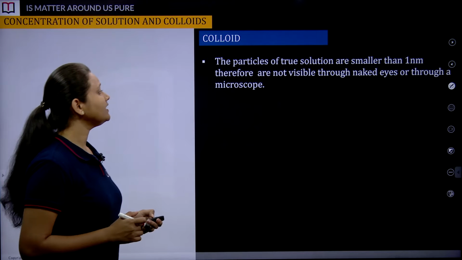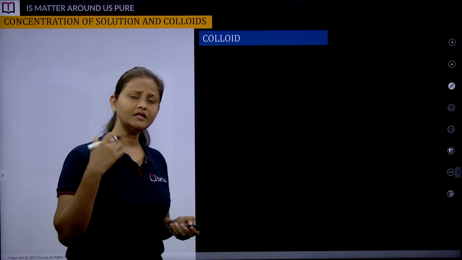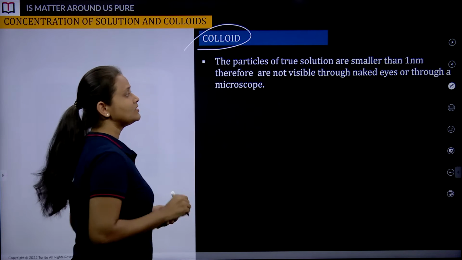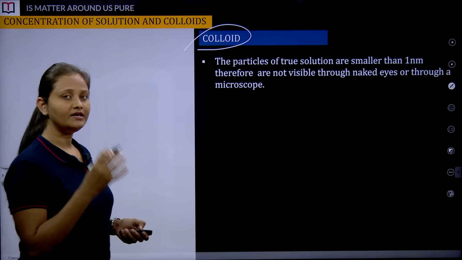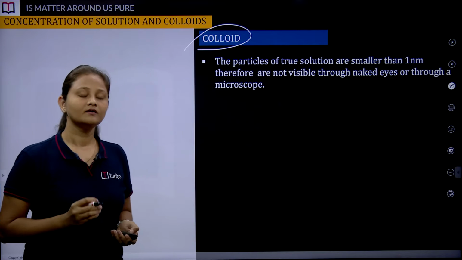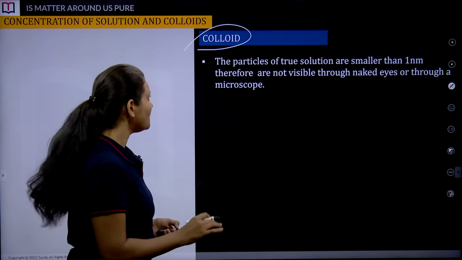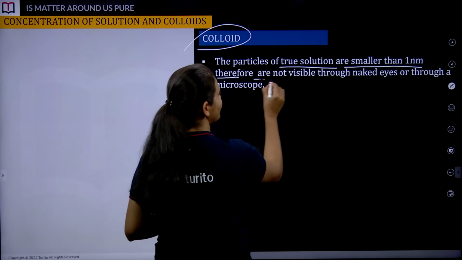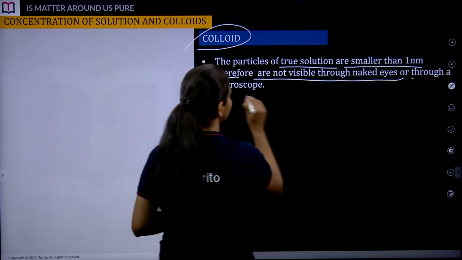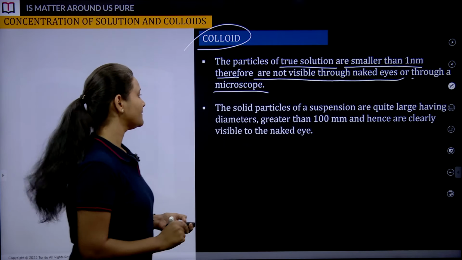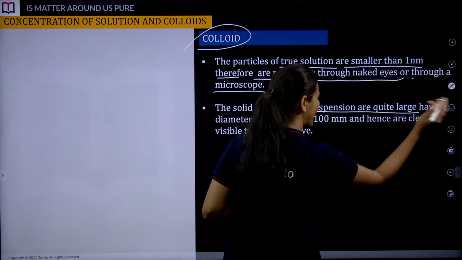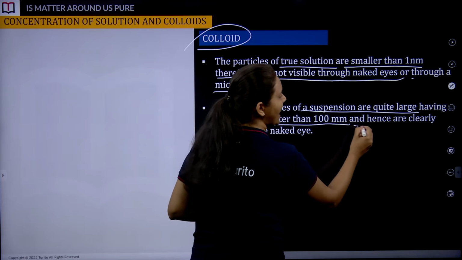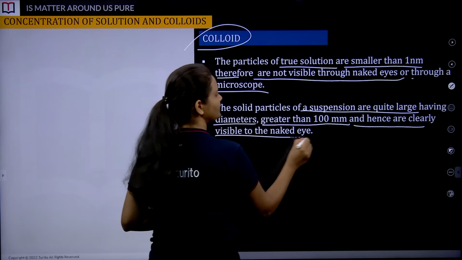In today's class, we are going to learn the third category of solution, which is colloid. So what do you mean by colloid? Here we are emphasizing the size of the particle. The particles of a true solution are smaller than 1 nanometer, therefore they are not visible through naked eyes or through a microscope. The solid particles of suspension are quite large, having diameters greater than 100 nanometer, and hence are clearly visible to the naked eyes.